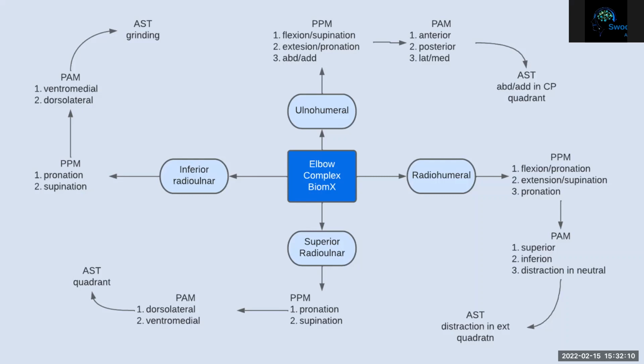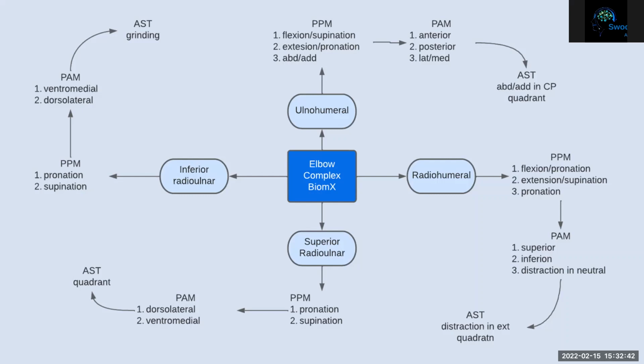For the radiohumeral joint, we've got basically 2 degrees of freedom: flexion, extension, pronation, supination. So the PPM is going to be flexion pronation, because that will bring the radial head up as far on the capitulum as it can, and extension supination, which will take it down as far down the capitulum as you can.